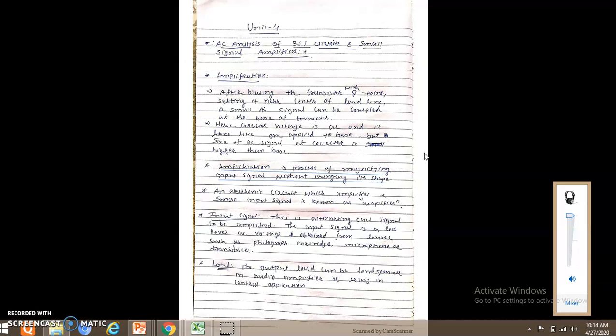In an amplifier, there are two basic words used: input signal and load. Input signal is the alternating AC signal to be amplified. The input signal is a low level AC voltage obtained from a source such as a photographic cartridge, microphone or transducer. What is load? The output load can be a loudspeaker in an audio amplifier or a relay in a control application.